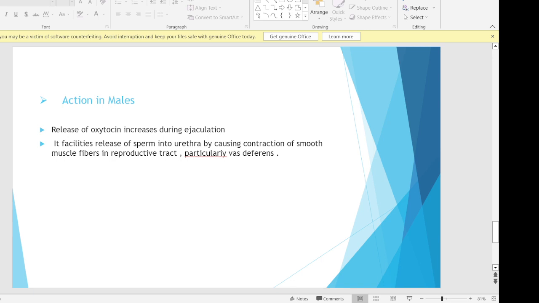Action in male. Release of oxytocin increases during ejaculation. It facilitates release of sperm into the urethra by causing contraction of smooth muscle fibers in the reproductive tract, particularly the vas deferens.